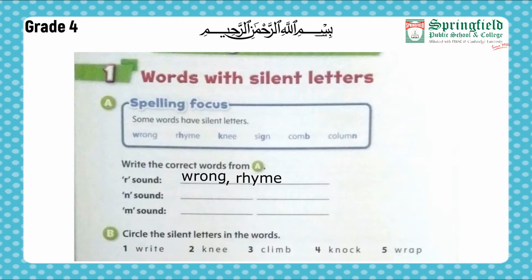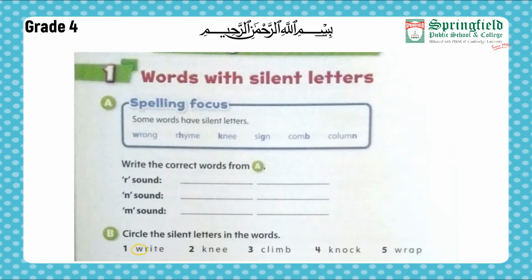Now B. Circle the silent letters in the words. Now over here, there are some words given to you. You are going to circle the letter which is silent and which we are not hearing the sound of while we pronounce the word. Now let's look at the first word. Write. W-R-I-T-E. So what is this word? Write. Do you hear a W sound in this word? You don't, right? So you are going to circle W in this word.